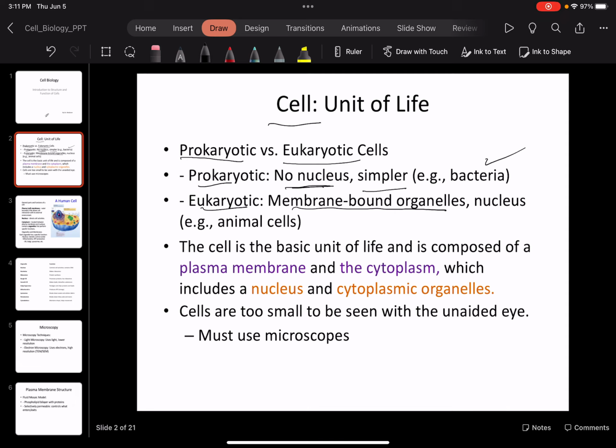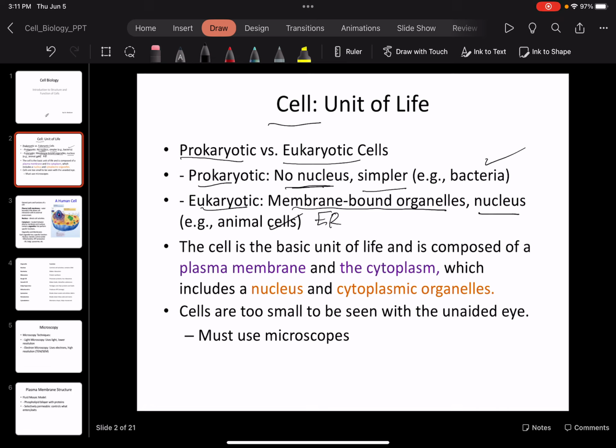So we're going to go over what the organelles are. Examples I'm going to give you: endoplasmic reticulum, ER. Endoplasmic reticulum is one of those membrane-bound organelles. Eukaryotic cells do have a nucleus. Animal cells are an example of eukaryotic cells.